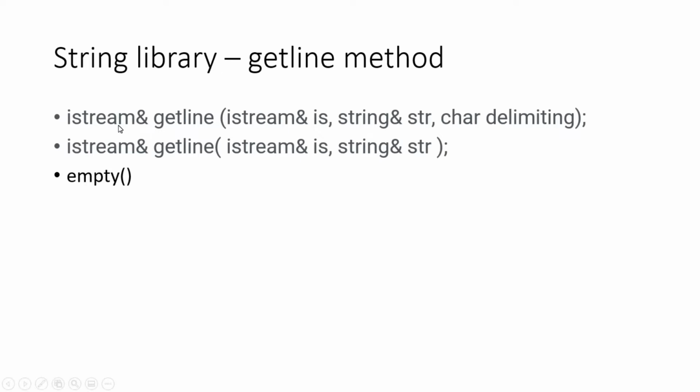It returns an input stream and takes in three arguments or parameters: an input stream, a string, and a delimiting character. The first argument is the input stream. In our case, it's going to be cin for all practical purposes. The second argument is where you're going to store it. So you're going to read from the input stream and store it in str.